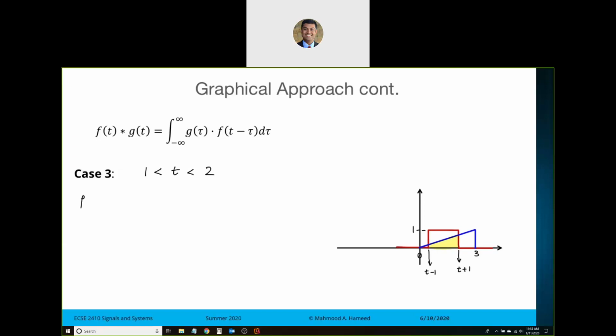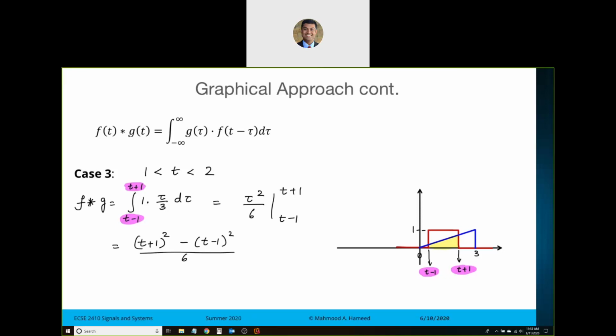What would be the convolution here? Limits on the integration will be t minus 1 to t plus 1, corresponding to that and that. And then one of the signals is 1, the other signal is tau divided by 3 d tau. Simplify: tau squared divided by 6. Substitute limits t plus 1, t minus 1. Simplify, you get, let's see, t plus 1 squared minus t minus 1 squared divided by 6, to t divided by 3. Yes, 1 less than t less than 2. You're right.